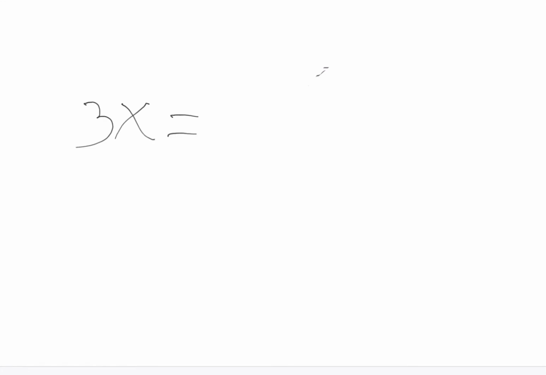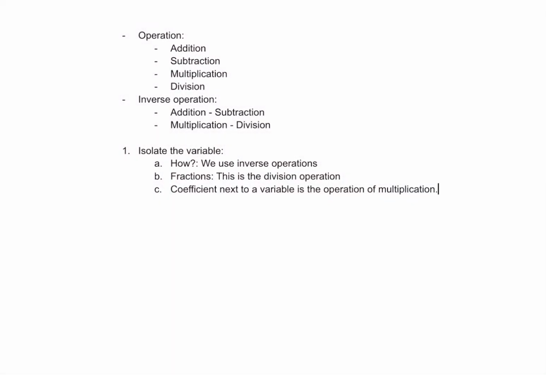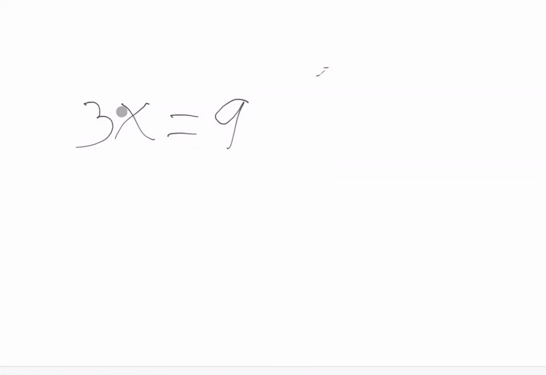3x equals 9, okay? So the first step is to isolate the variable. How am I going to isolate this variable? What does it say here? I've got to use the inverse operation. Well, first I've got to know what operation is happening here.